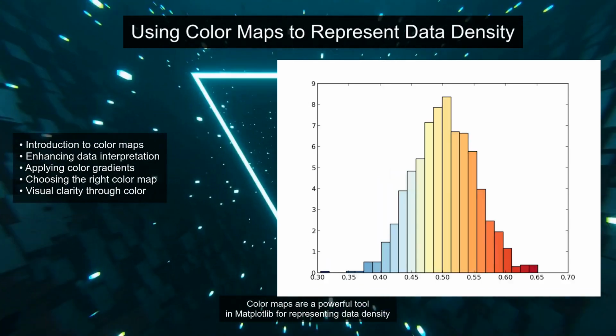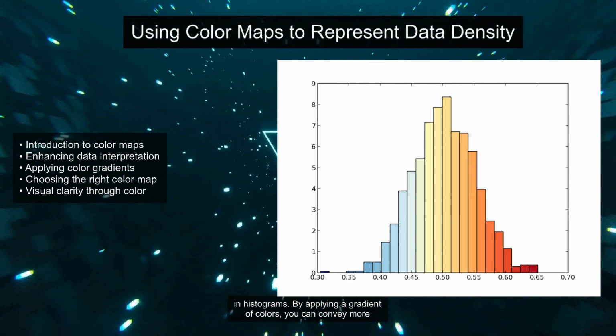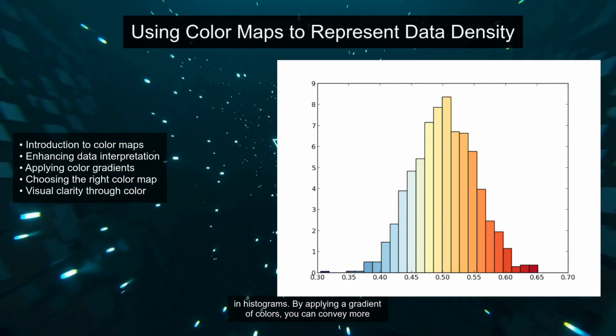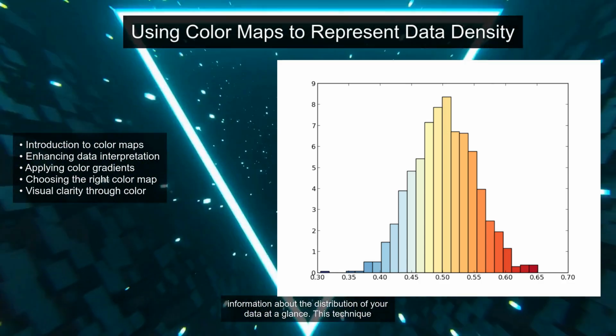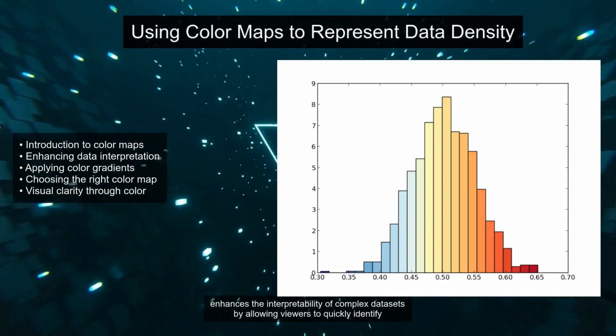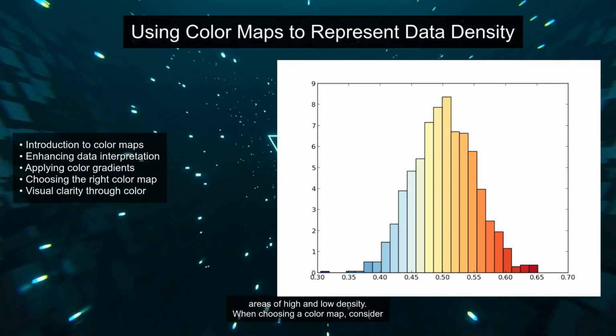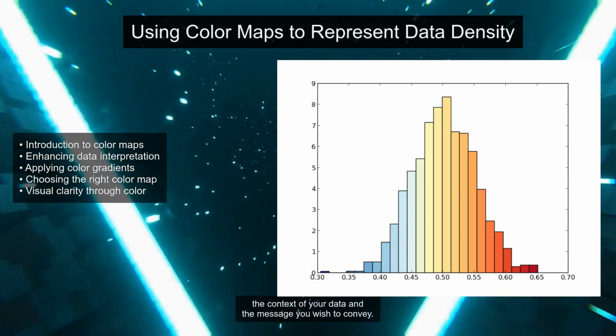Color maps are a powerful tool in Matplotlib for representing data density in histograms. By applying a gradient of colors, you can convey more information about the distribution of your data at a glance. This technique enhances the interpretability of complex datasets by allowing viewers to quickly identify areas of high and low density. When choosing a color map, consider the context of your data and the message you wish to convey.